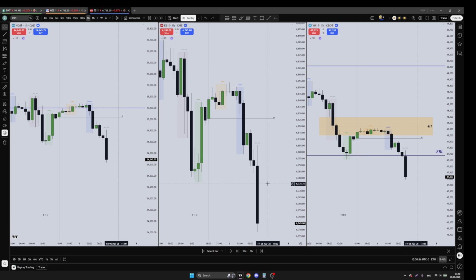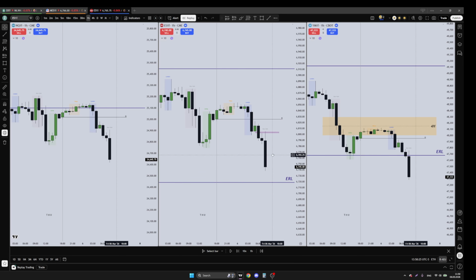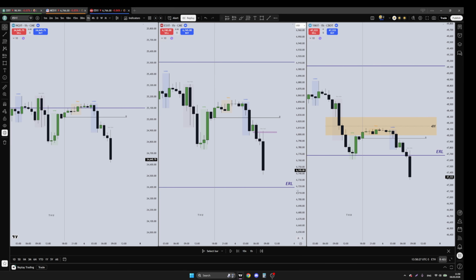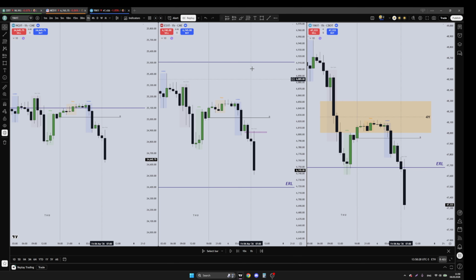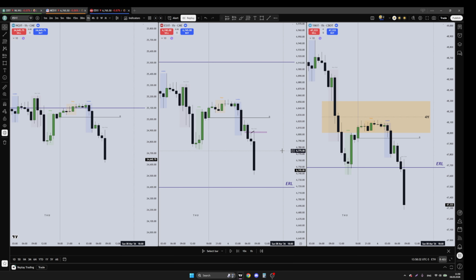So if it's continuation for a New York session, I just need some sort of manipulation. Most likely it's gonna be a fair value gap, like this 1 hour fair value gap, as my session manipulation. It's a requirement for me to have price trade into at least a 1 hour or 30-minute fair value gap, and then frame my trade away from that key level.